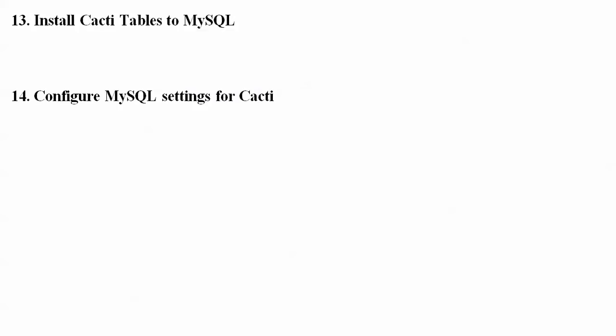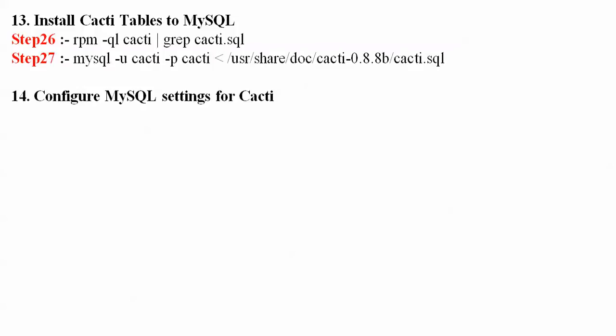As you can see on screen, installing Cacti and iptables for MySQL. First of all, I'm going to run this Cacti command for creating tables in MySQL. So step 26, 27 is for creating tables. Then step 28 is to edit the Cacti configuration file.